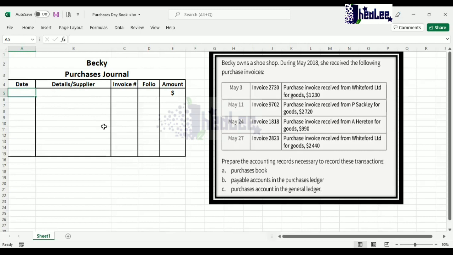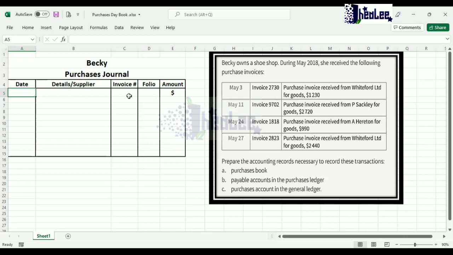All you need to pick up when you're doing the purchases journal is the date, the details, which would be the name of the supplier, whoever your business made that purchase from on credit, where the business bought goods from on credit, where the business bought items for resale on credit, only on credit. All right. The invoice number, if that is presented in the question, and the folio and the amount. The folio will be done in another session where we focus specifically on making folio entries.